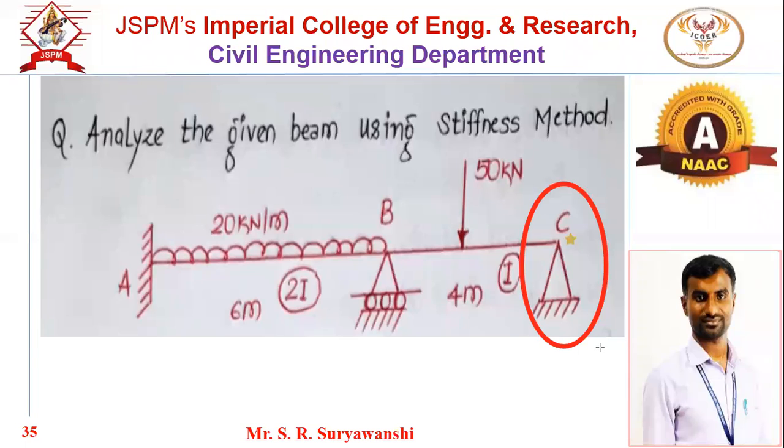The final moment at support C will be, what will it be? 0. Correct. The final moment will be 0. It is an end support and it is simple, so that's why the final moment will be 0. Okay, now proceed step by step. So what is the degree of freedom we are having here?